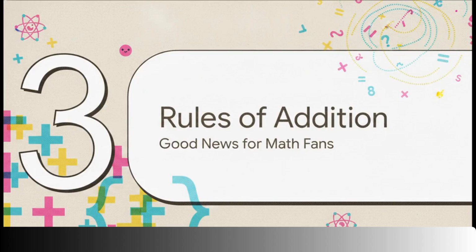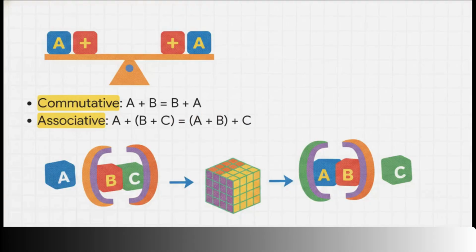All right, part 3, the rules of addition. Good news for math fans. So if you're worried about some bizarre alien rules that you have to memorize from scratch, I actually have some great news for you. Matrix addition behaves just like regular addition. The order in which you add them or how you group them doesn't change the final result at all. This is known as the commutative property.